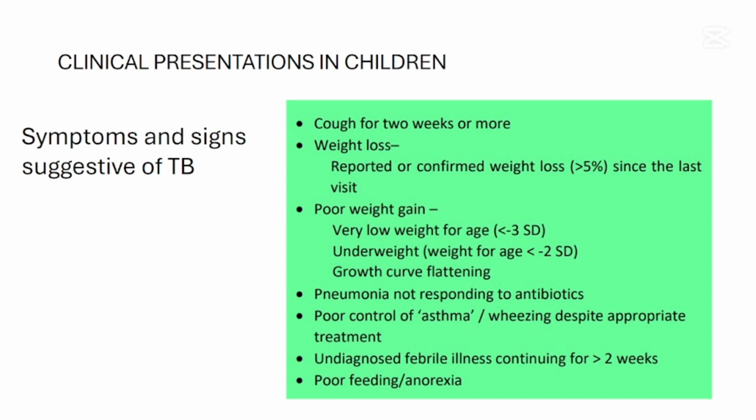Mainly, there are a lot of signs and symptoms. Main signs and symptoms like cough for more than 2 weeks. It is a very common symptom in pediatrics. And also weight loss and poor weight gain, you know how common they are, as well as if you are treating some child with pneumonia with antibiotics but it is not responding, it can be TB. And also if you are treating a child for asthma but the child is not responding to the inhalers, that means appropriate treatment, that also can be TB. And if the child has a fever for more than 2 weeks, as well as poor feeding and anorexia.